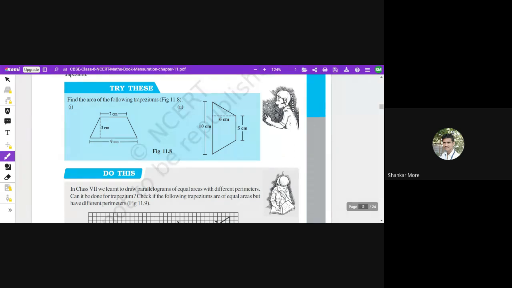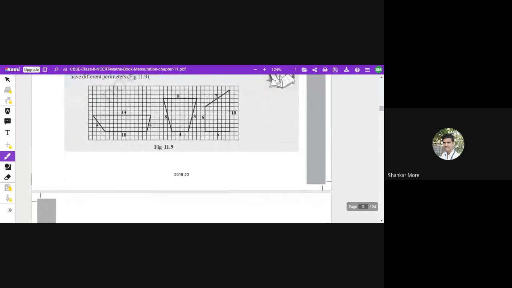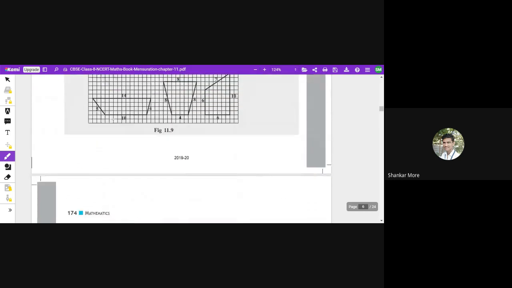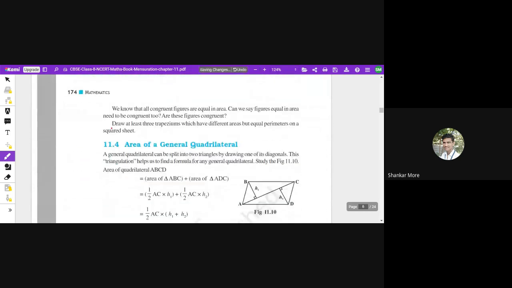Okay, let's take the next example. We all know that all congruent figures are equal in area. We can say figures equal in area need to be congruent too. Are these okay? There's something you have to examine. Let's not get into it.